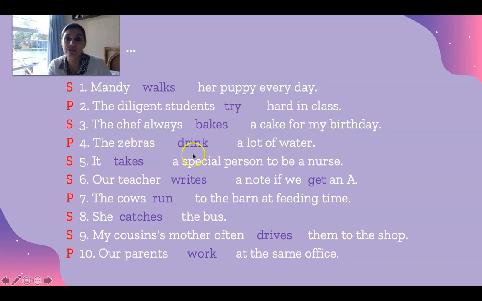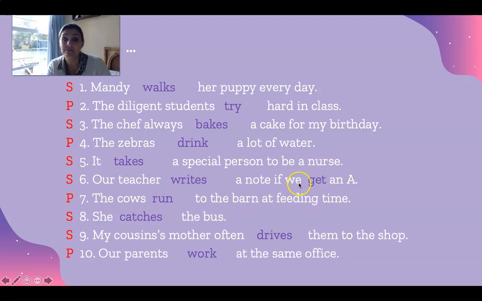Number 4, the zebras drink. So there's your S on your plural. Zebras drink a lot of water. It's singular, takes. There's your S. Takes a special person to be a nurse. Number 6, our teacher, one teacher, writes. There's your S. A note if we get an A.